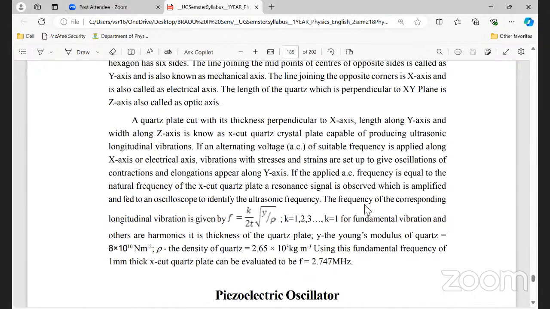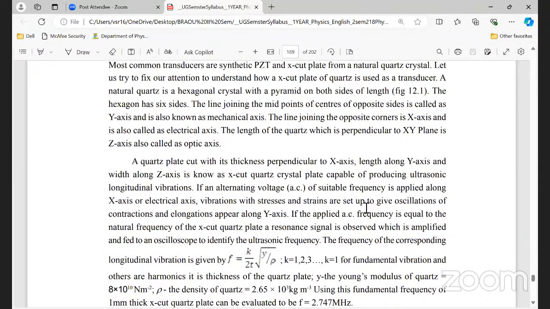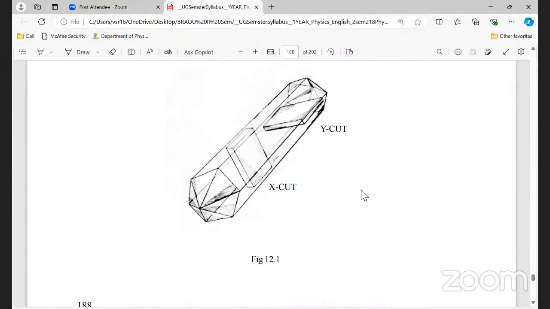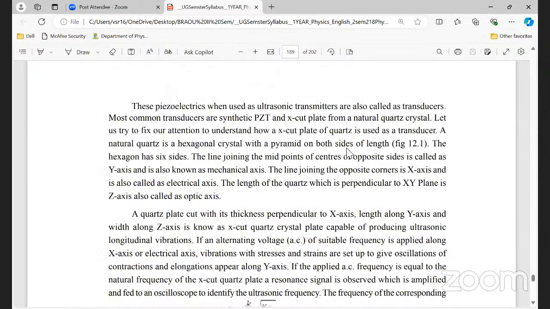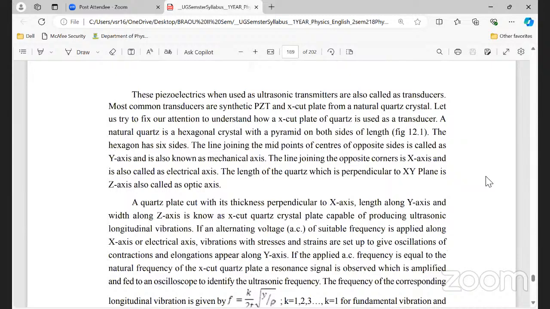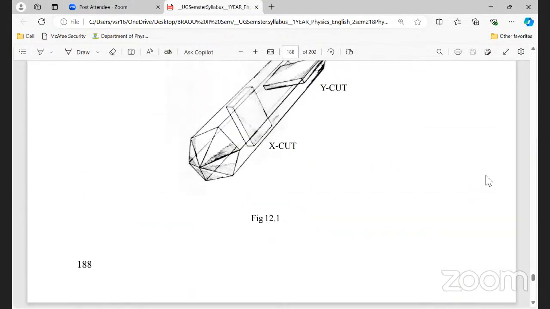So this, which is a crystal with a pyramid on both sides, has 6 sides. Hexa means 6 sides. The line joining the midpoints of opposite sides, we can call it the y-axis, which is also known as the mechanical axis.